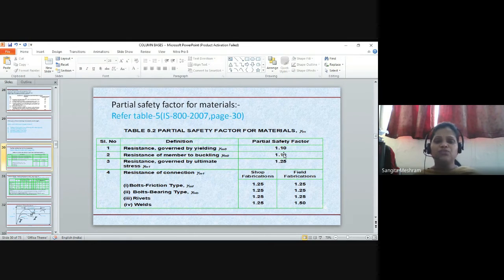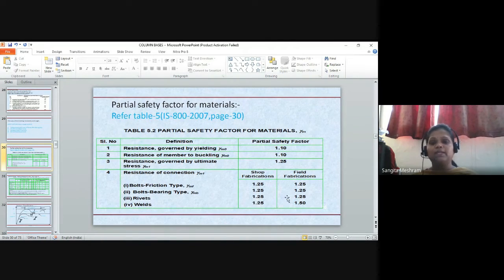For the yielding case, the partial safety factor gamma M0 is 1.1. Then gamma M1 is 1.25, which is related to the ultimate stress. Then there is the resistance for connections: bolt friction, bolt bearing, rivets and welds. These are the gamma M1 values for shop fabrication and field. If you are constructing or preparing rivets, bolts and welds in the shop, then the partial safety factor gamma M1 for the material is used as 1.25.